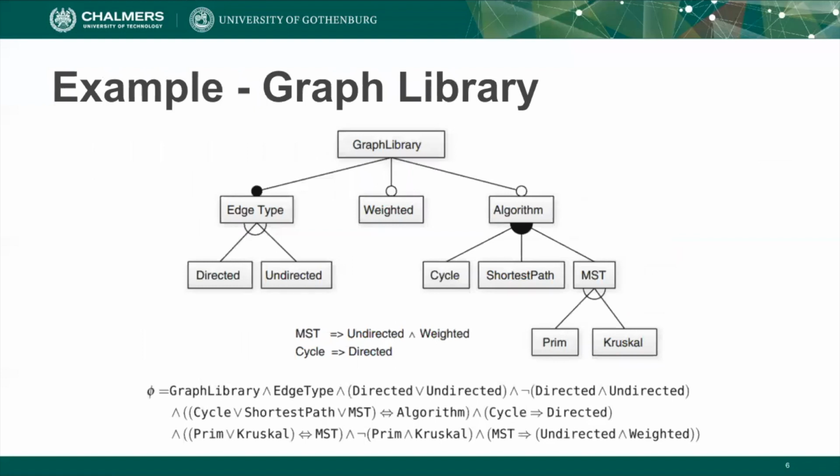So here we show a subset of that feature model of that graph library and its corresponding propositional formula, right? If we just walk through this, our root feature, often the name of our system, in this case graph library, just appears on its own because it's always selected. It's always true, okay? Now, each formula is ANDed together in this. So we AND this together with edge type because edge type is mandatory.